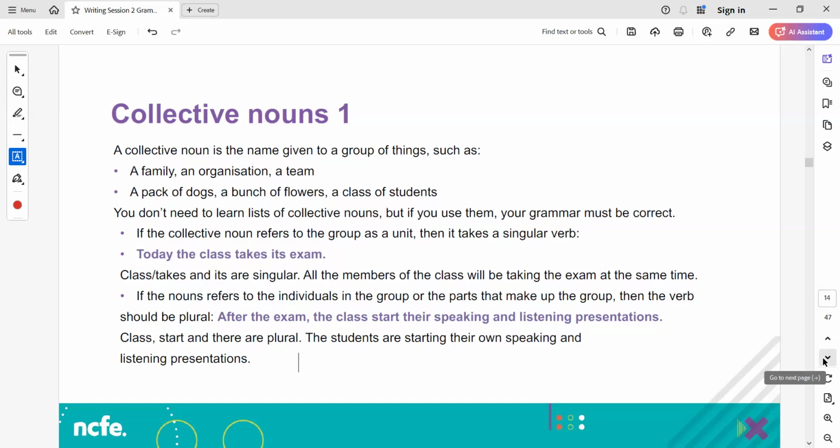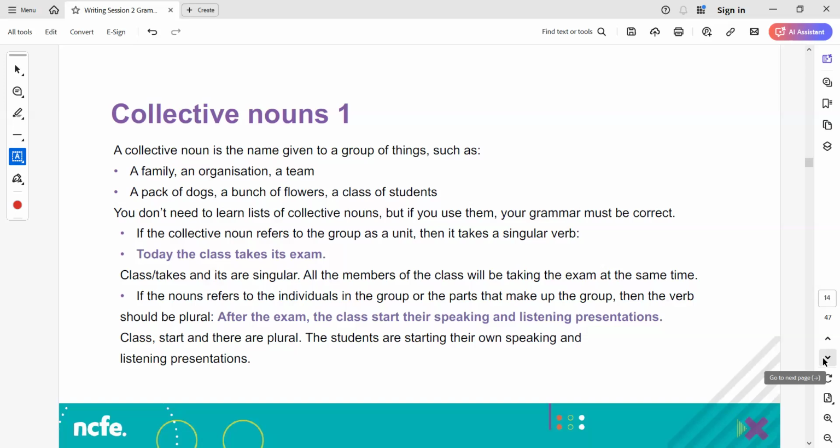If the collective noun refers to the group as one unit, then it takes a singular verb. Today, the class takes its exam, because it's talking about one group of students, the class. So it's one group, its exam. Class takes are singular. All members of the class will be taking the exam at the same time.